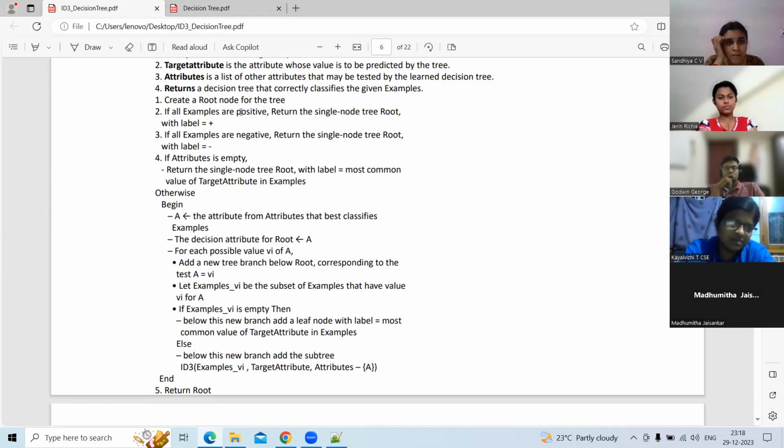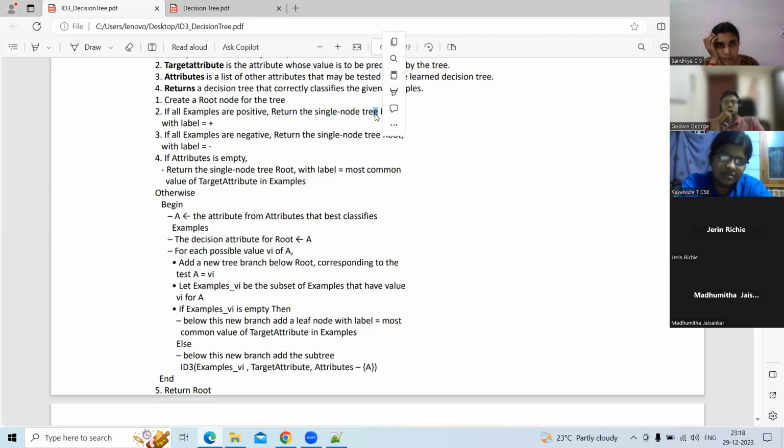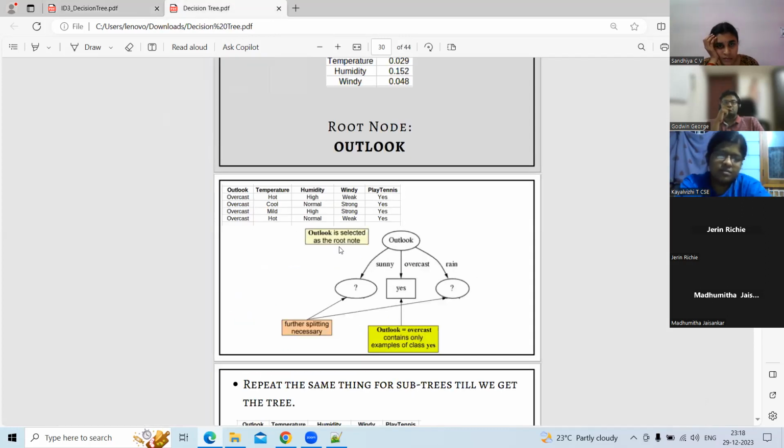So if all examples are positive, return the single node. Okay, so this stops here. It has only one value, so no more branching in overcast, right? Yeah, no more branching in overcast.